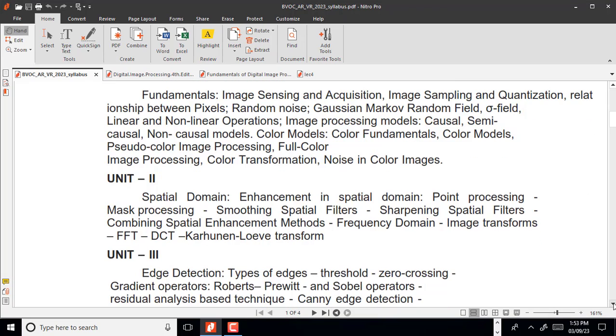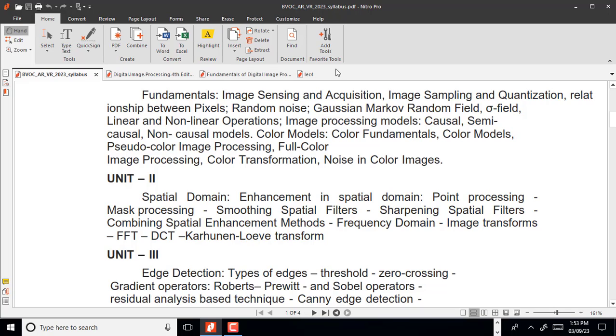Today we will discuss the second unit, spatial domain. In this concept of enhancement in the spatial domain, we cover point processing, mask processing, smoothing spatial filters, sharpening spatial filters, and combining spatial enhancement methods. Another type is the frequency domain: image transforms such as the fast Fourier transform, the discrete cosine transform, and the Karhunen-Loeve transform. These are the techniques for image enhancement, after which the image moves to the next level of enhancement.